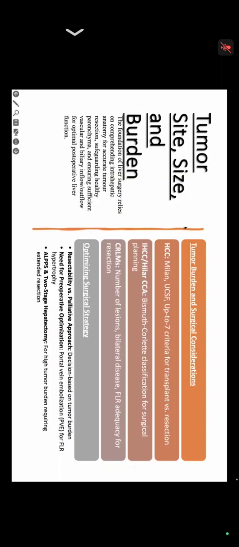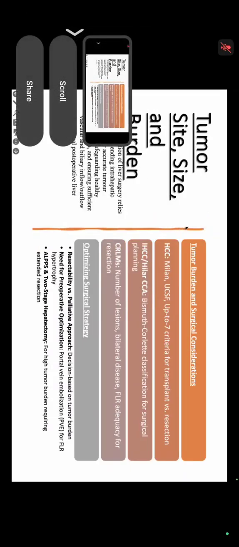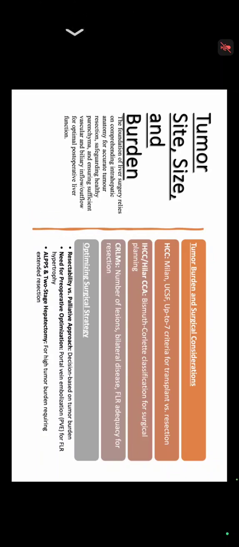So that's the characterization. Now, the importance of tumor site, size and burden. We know the foundation of liver surgery relies on the intrahepatic anatomy and accurate tumor resection, and the quality of parenchyma, and ensuring sufficient vascular and biliary inflow and outflow for avoiding post-operative liver failure. So coming to tumor burden, why it is important.